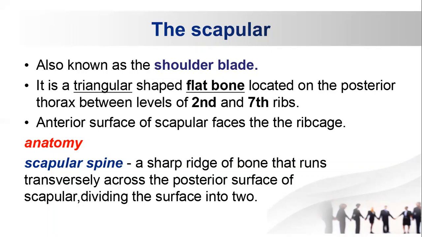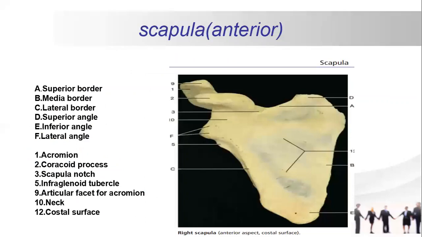Moving ahead, let's check on the anatomy of the scapula. We have the first one being the scapular spine. The scapular spine is a sharp ridge of bone that runs transversely across the posterior surface of the scapula, dividing the surface into two. We will be able to identify this scapular spine just below on the image of the scapula. The first image shows the anterior aspect of the scapula and its anatomical landmarks, grooves and notches.